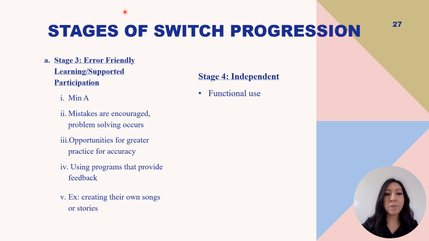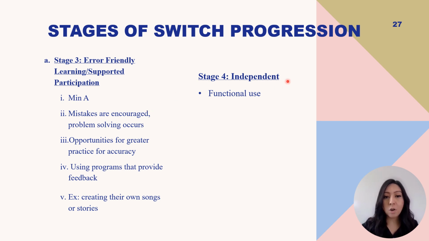Okay. So here we have that stage 3 and stage 4 of switch progression. So stage 3 will be that error-friendly learning or supported participation. This is when our patient will require min assistance. So mistakes here are encouraged, and this is when problem solving occurs. So we want to provide opportunities for greater practice for accuracy. This is when we can use programs that provide that feedback, such as creating their own songs or stories.